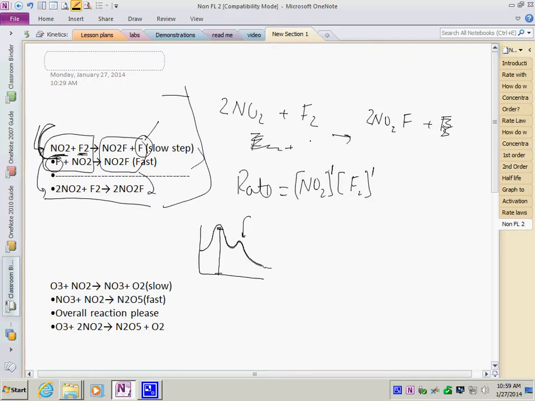It's first order with respect to NO2 because I have 1 NO2 in the rate determining step. This is the important part here, folks. I have 1 F2 in the rate determining step, so therefore I put a 1 there. And therefore this is my rate law for that particular substance. This is the equation I would use to predict the future rates of different concentrations, and I could test it to see the viability of it: does it actually work?